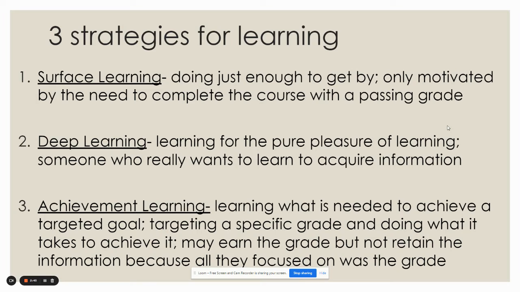Achievement learning is learning that occurs when you try to learn so that you receive a specific targeted goal. And you're going to earn a grade, but you may not retain the information. So think about if you've ever been in a class, you didn't like the class, but you want to make all A's. So your target might be, I'm going to make an A in this class no matter what. So I'm going to try to achieve, but maybe I'm not so much focused on retaining the content for later use.